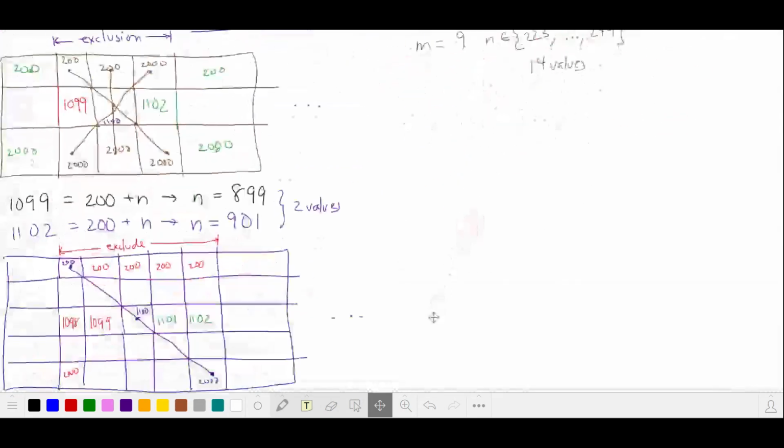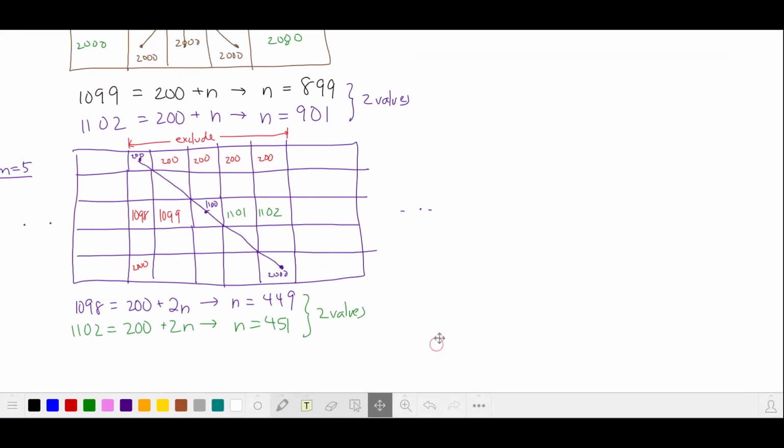I'm not going to draw the rectangle for m equals 7. I think we can just use this diagram. For m equals 7, 200 is going to be 1 over to the left, and it's going to be directly above square 1097. So my equation is 1097. We're going to exclude 200 plus, and then we're adding another row above the middle row, so that's plus 3n. And when we solve for n, 299.